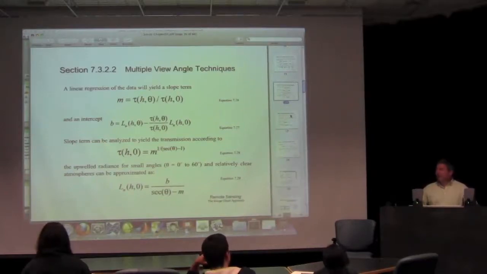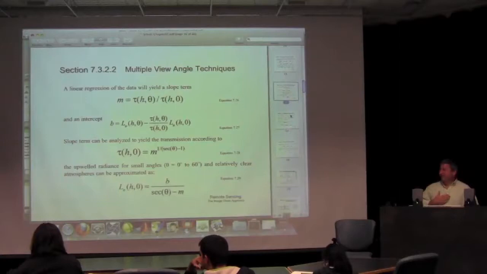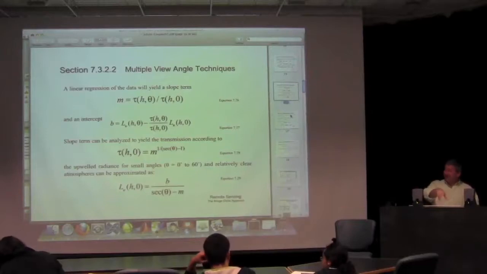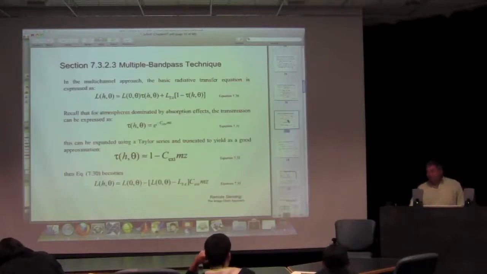So for the Canadian officers, do you know a guy named Art Burns? Or is he way too old? I went through grad school with him. He was a Canadian officer. He's got to be way retired by now. He came up with this thing. That was his paper. Which one? The multiple view angle.